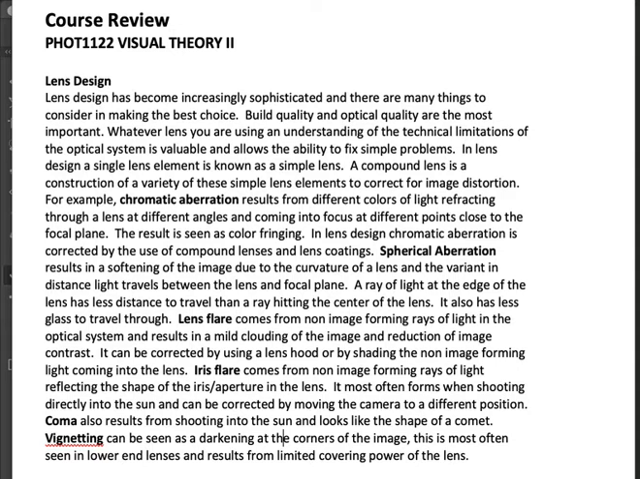For example, chromatic aberration results from different colors of light refracting through a lens at different angles and coming into focus at different points close to the focal plane. The result is seen as color fringing. In lens design, chromatic aberration is corrected by the use of compound lenses and lens coatings.